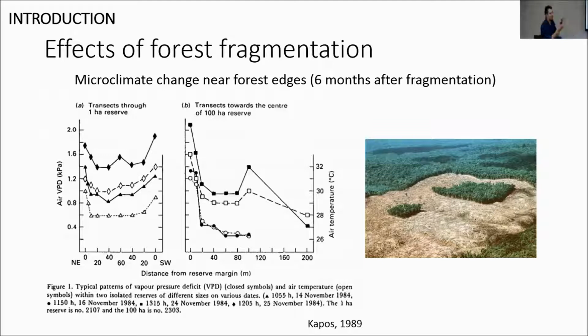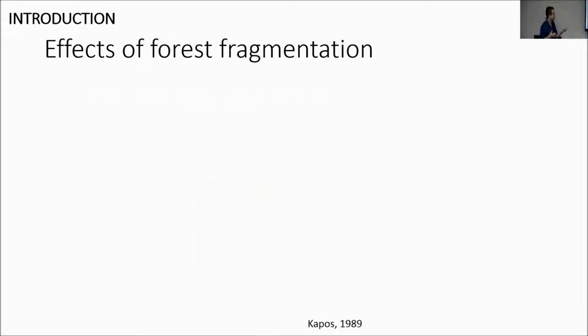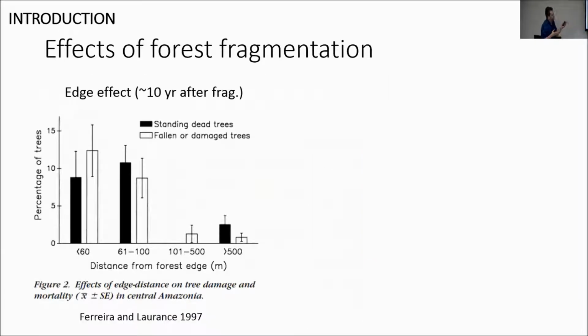It's important to compare 1 hectare to 100 because there are basically two effects, the edge effect and the size of the fragment effect. And another effect, when we change the climate, we also open to wind and other interference. And basically what happens is a lot of trees fall in this period. There are standing dead trees, probably because it's dry, less moisture, and fallen damaged trees, probably because of the wind.